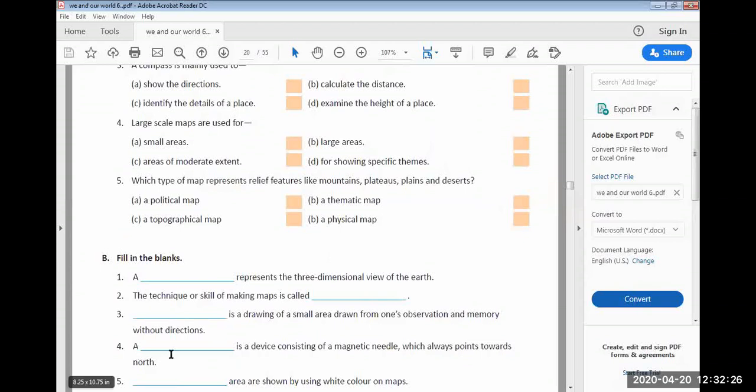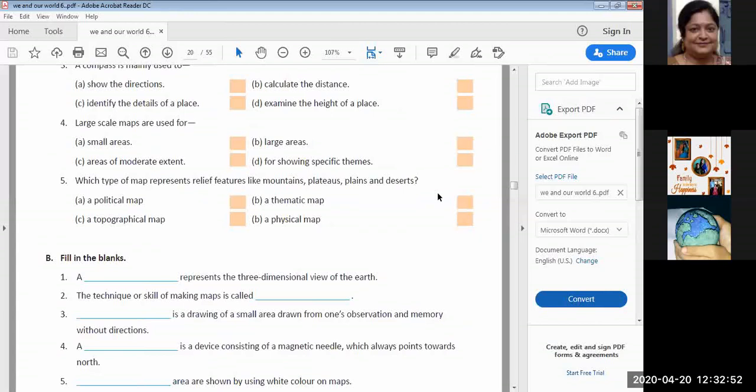Fourth. A dash is a device consisting of a magnetic needle which always points towards the north. Compass, very good. Excellent. These all children are excellent. I hope you'll get full 100 out of 100 in SST. Anshuman has also joined now. Very good. Ayushi, I have not seen the face, but once the classes reopen, I'll see the face. Yogesh also. Very good.